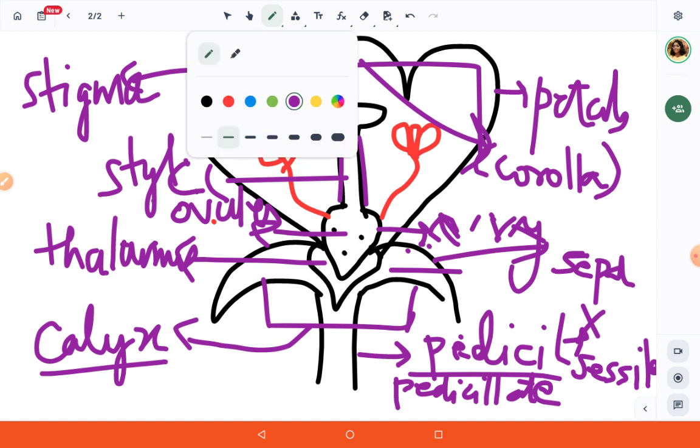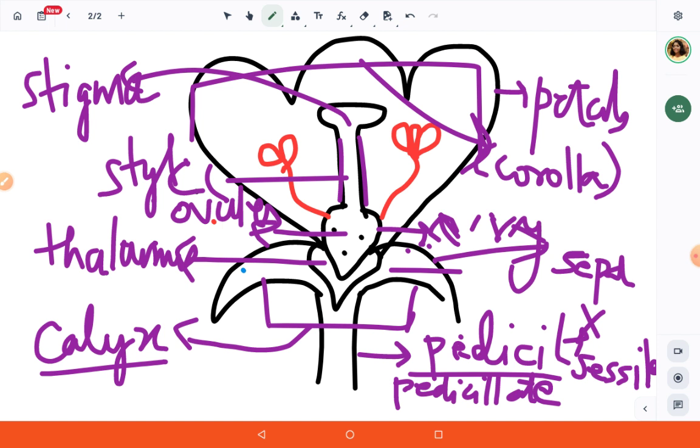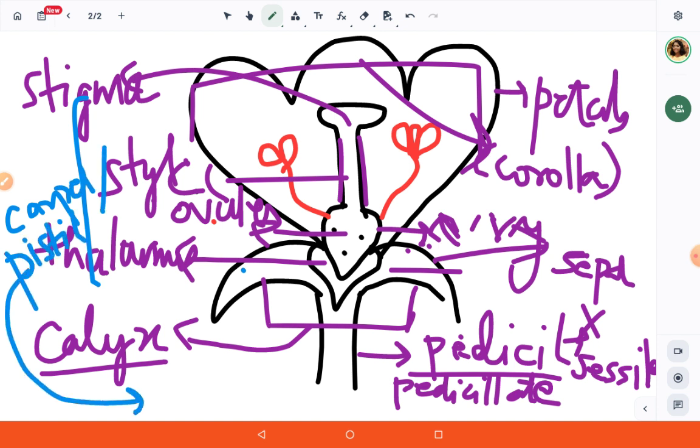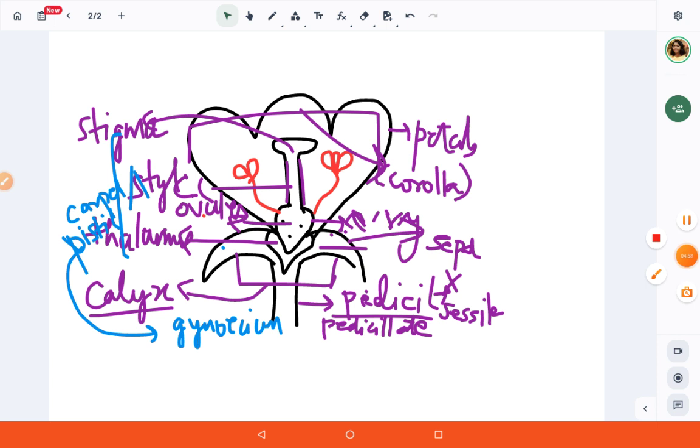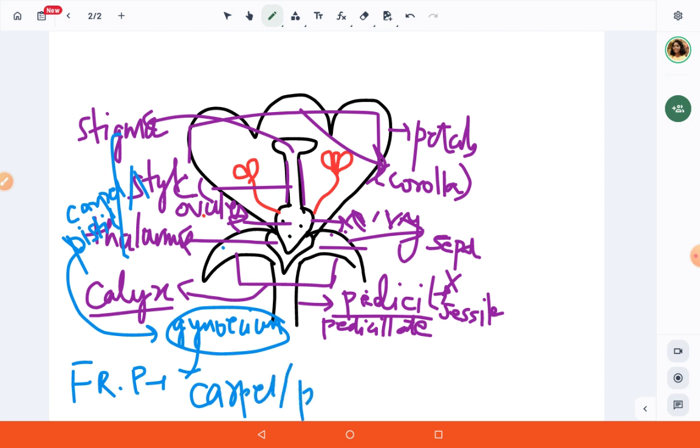Now this was the female reproductive part. One more thing you have to remember: the whole female reproductive part we call a carpel or a pistil. And a group of carpels or pistils is called the gynoecium. So always remember that the female reproductive part is called the gynoecium, and its unit is the carpel or pistil.